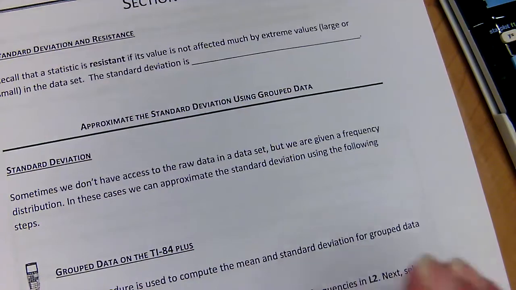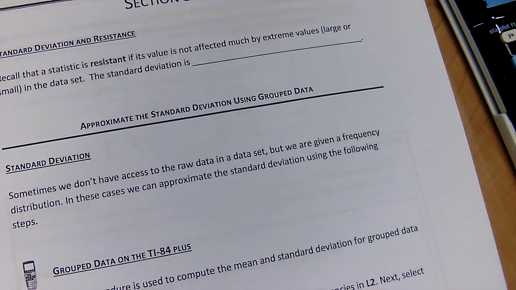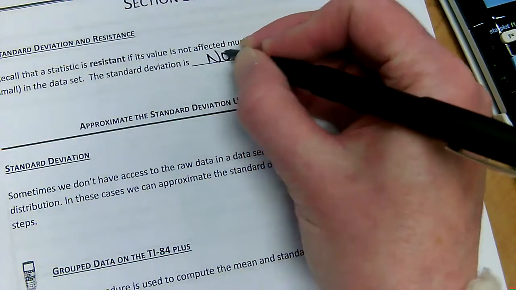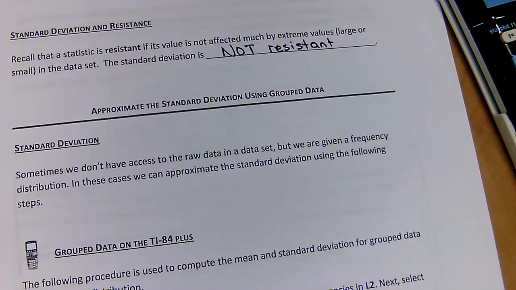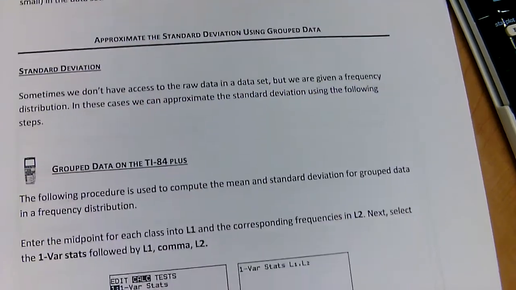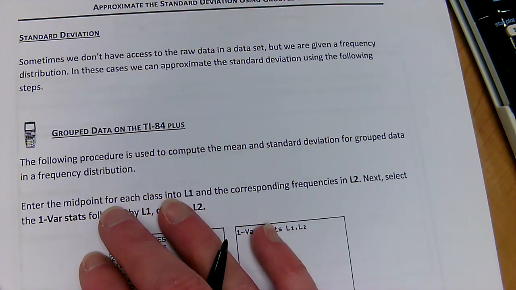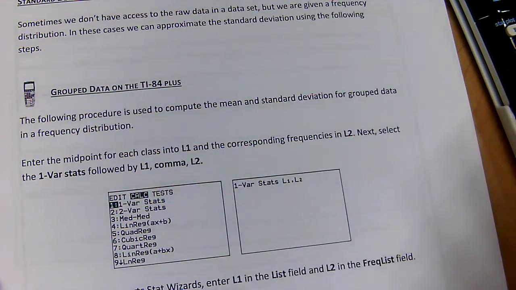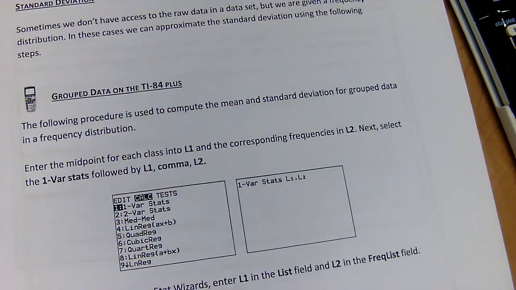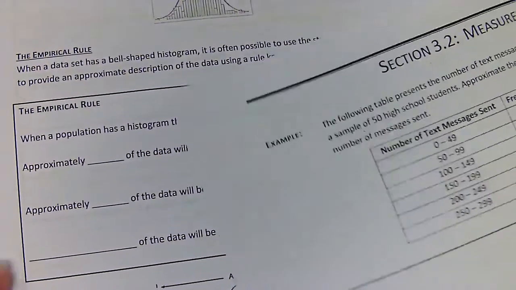Now let's recall that a statistic is resistant if its value is not affected much by extreme values, large or small. Standard deviation is not resistant, just like the mean is not resistant. Now we can also find the standard deviation on group data by putting it into L1 and the frequencies in L2. So we put the midpoint in for L1, the frequencies for L2, and we can actually get all this information when it's group data as well. So we're going to look at that real fast.